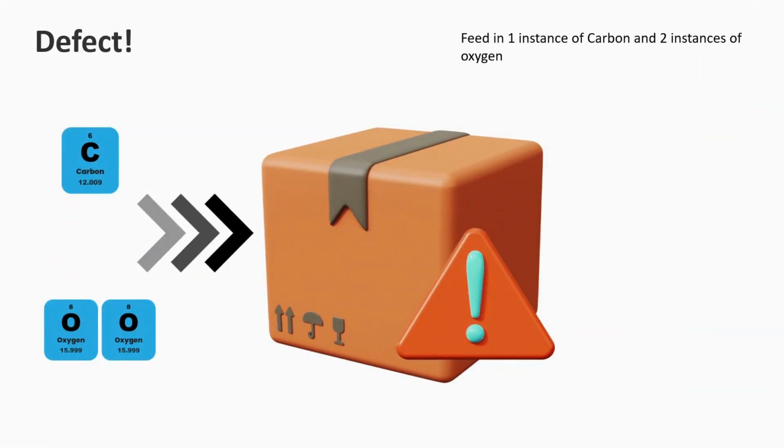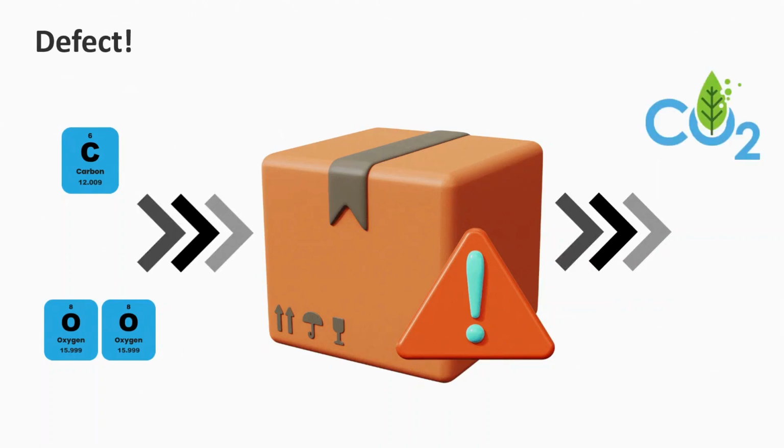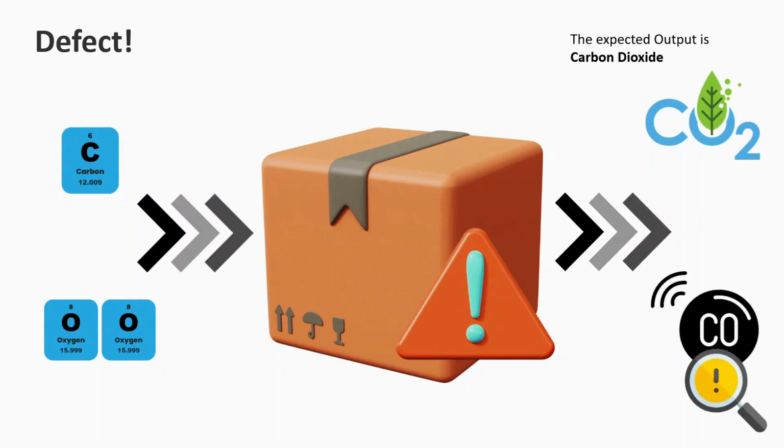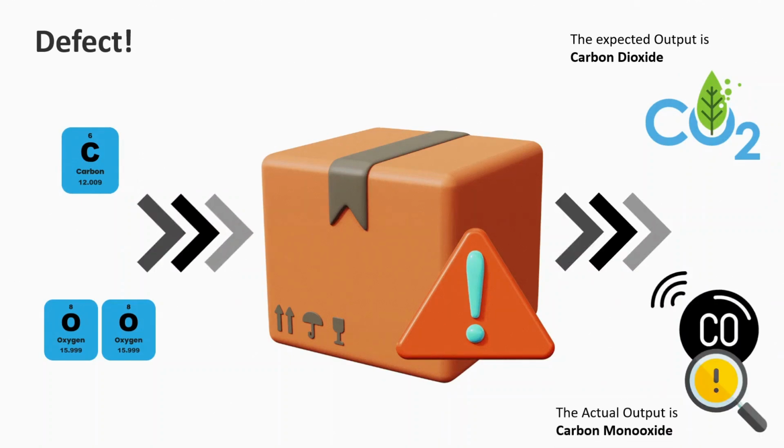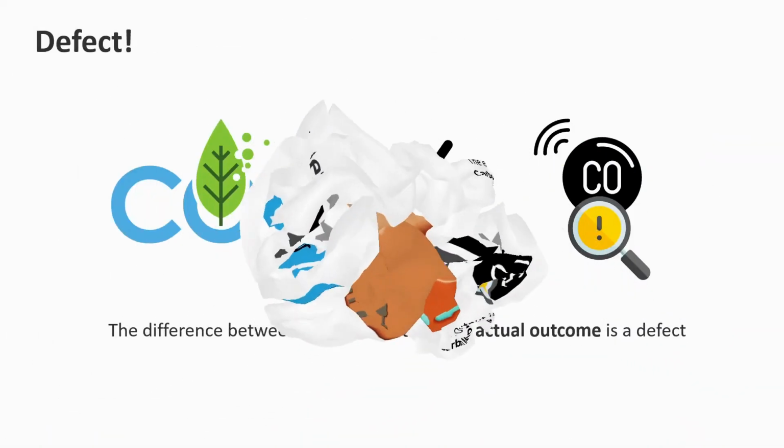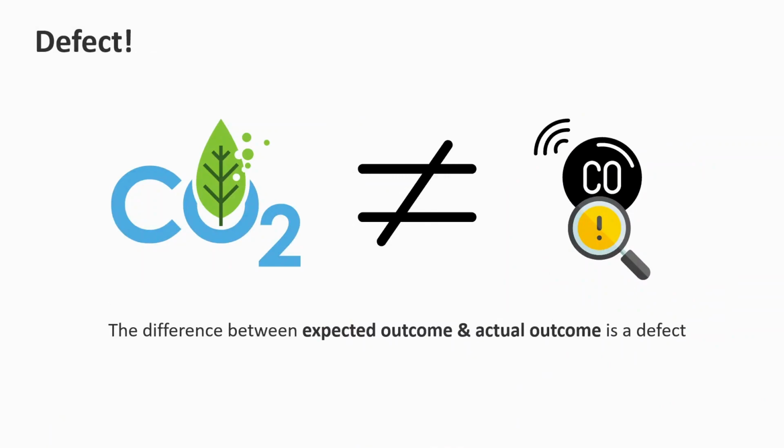To understand the concept of defect, let's understand a very simple example. Feed in 1 instance of carbon and 2 instances of oxygen to attain carbon dioxide. The expected output here is carbon dioxide. However, we get the output as carbon monoxide. Now here we have just encountered a defect. The difference between expected outcome and actual outcome is a defect.